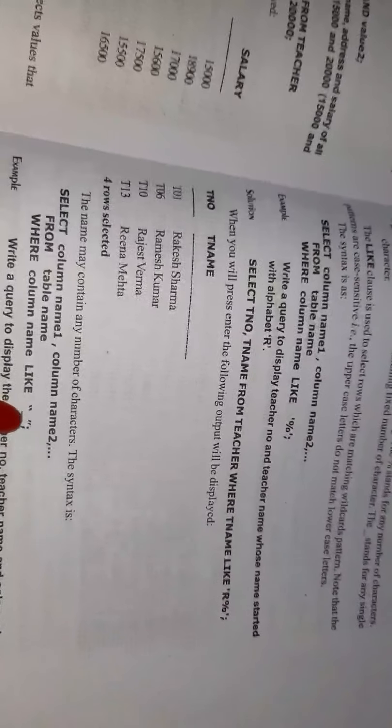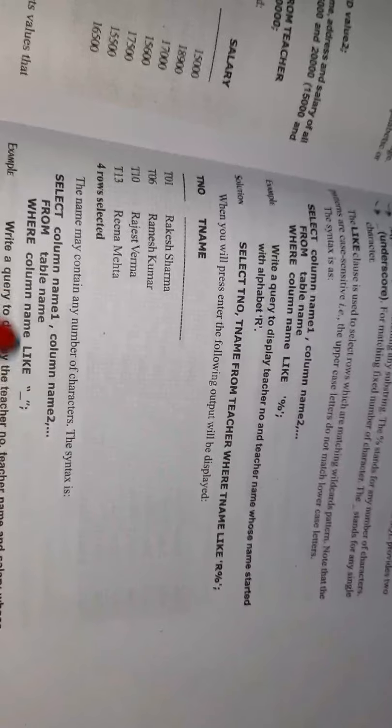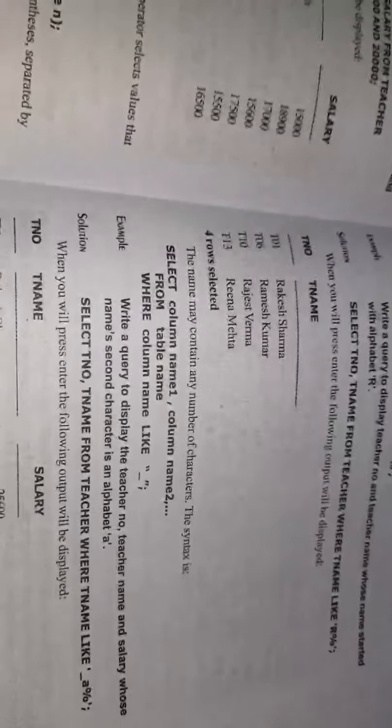So that is how you use the percentage symbol in the LIKE clause. Now the other one is when you use the underscore. When you use the underscore, it denotes one character at a time. So that makes it more definite.